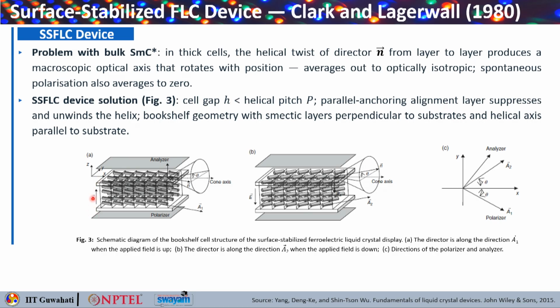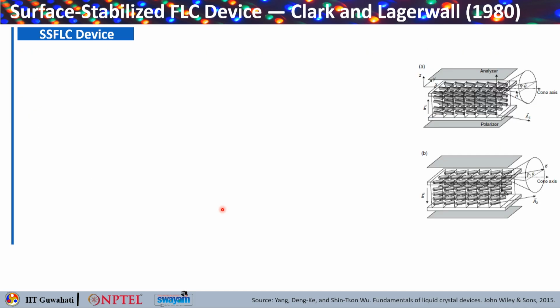direction. Here when you change the field to downward, the director changes to A2. So this is how the director angle has changed. Okay, so this is the direction of the polarizer and the analyzer, right? And this shows the cone axis. So this is the tilt angle, theta. So this will be the cone axis. This is your polarizer, this is the analyzer. And you can see the director angle when the electric field is changing.